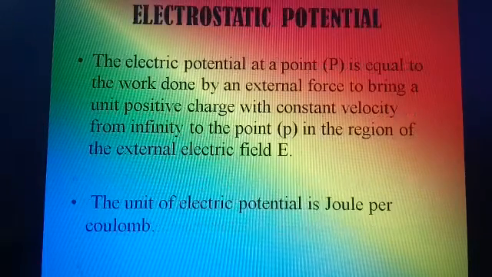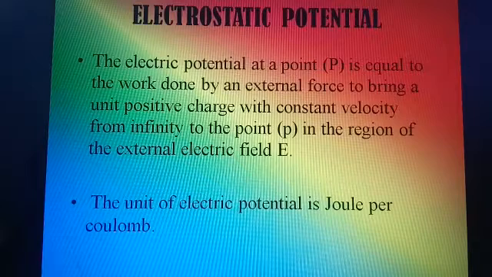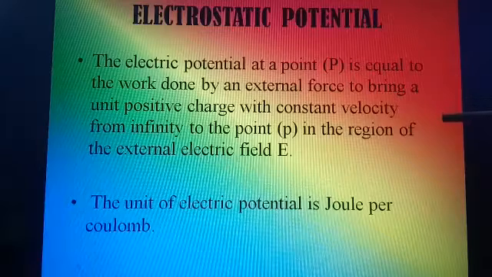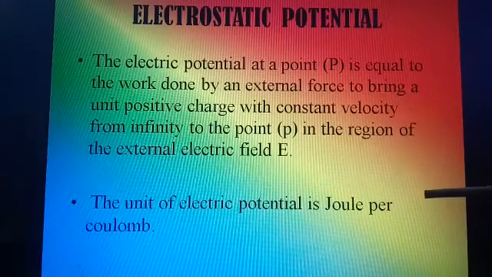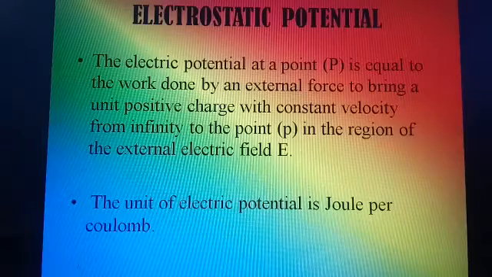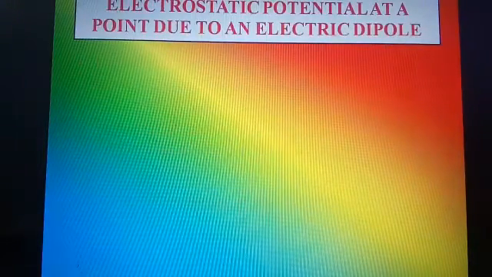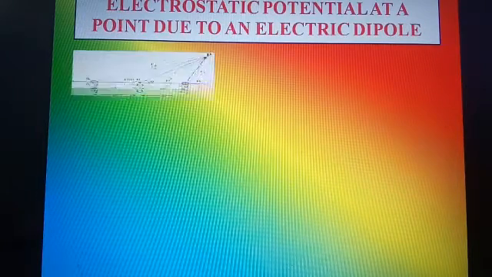And the next topic is electrostatic potential. The electrostatic potential at a point P is equal to the work done by an external force to bring a unit positive charge with a constant velocity from infinity to the point P in the region of the external electric field E. So the unit of electric potential is joule per coulomb. And the next topic is electrostatic potential at a point due to an electric dipole.